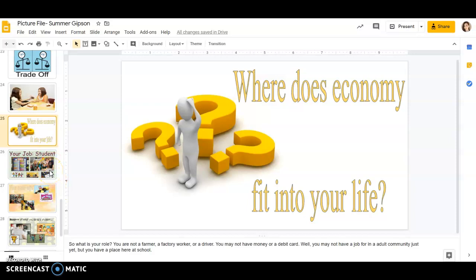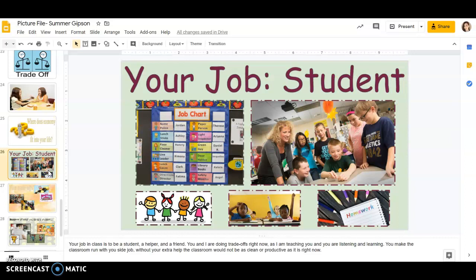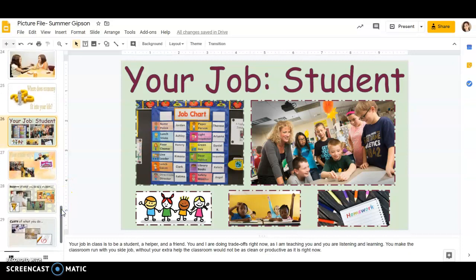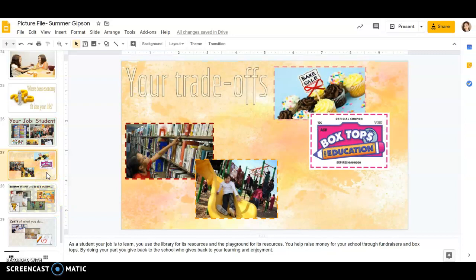Again, bringing the discussion to the students' lives. So their job currently is a student. They're going to school, they're learning. You talk about their trade-offs, you do homework and you learn from the teacher. By doing homework, you're trading your learning and knowledge to the teacher to assess it. So by then, you're doing a trade-off by being a student.